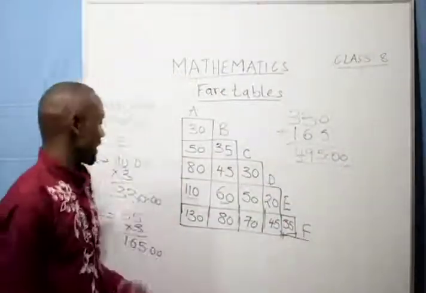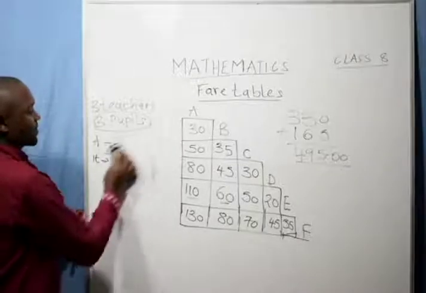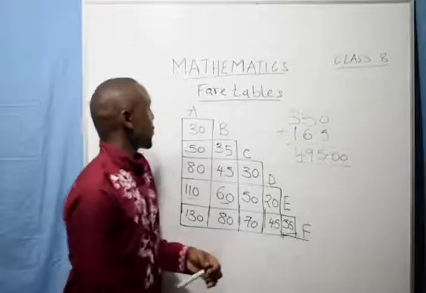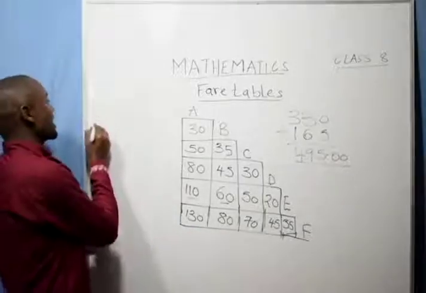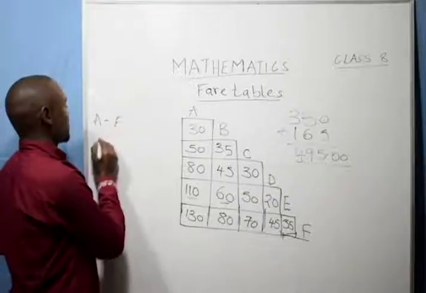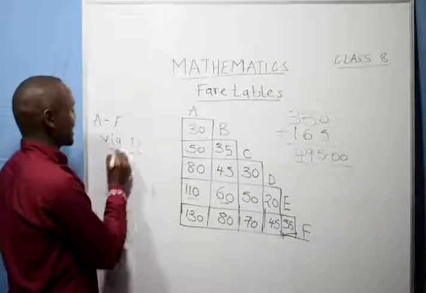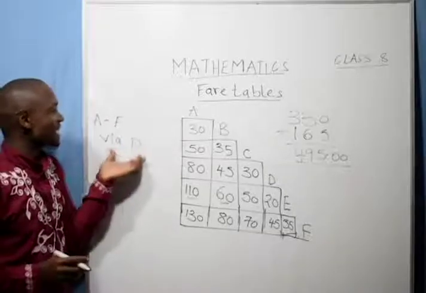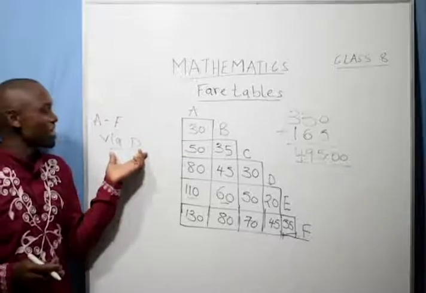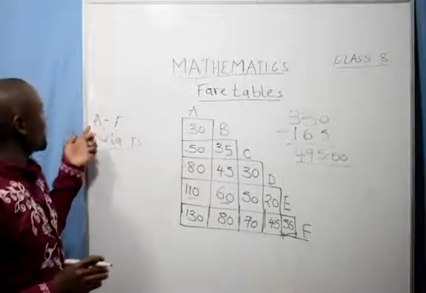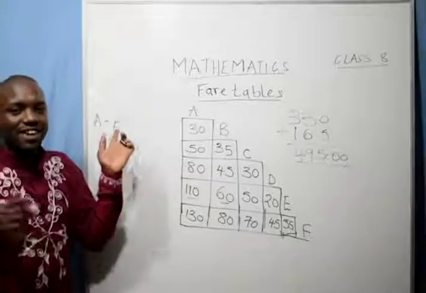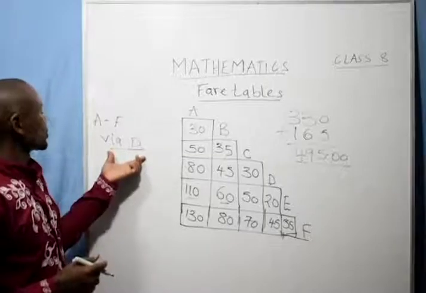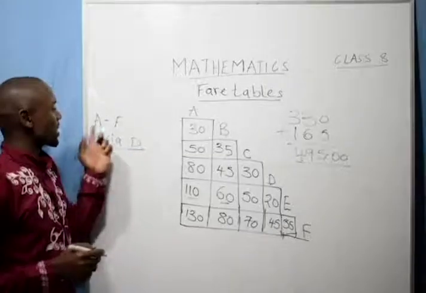I give you the last example. Two teachers traveled from town A to town F via town D. How much did they pay? They traveled from town A to town F, but they had a stopover at town D, or they passed through town D. So, how much did they pay from town A to town F?